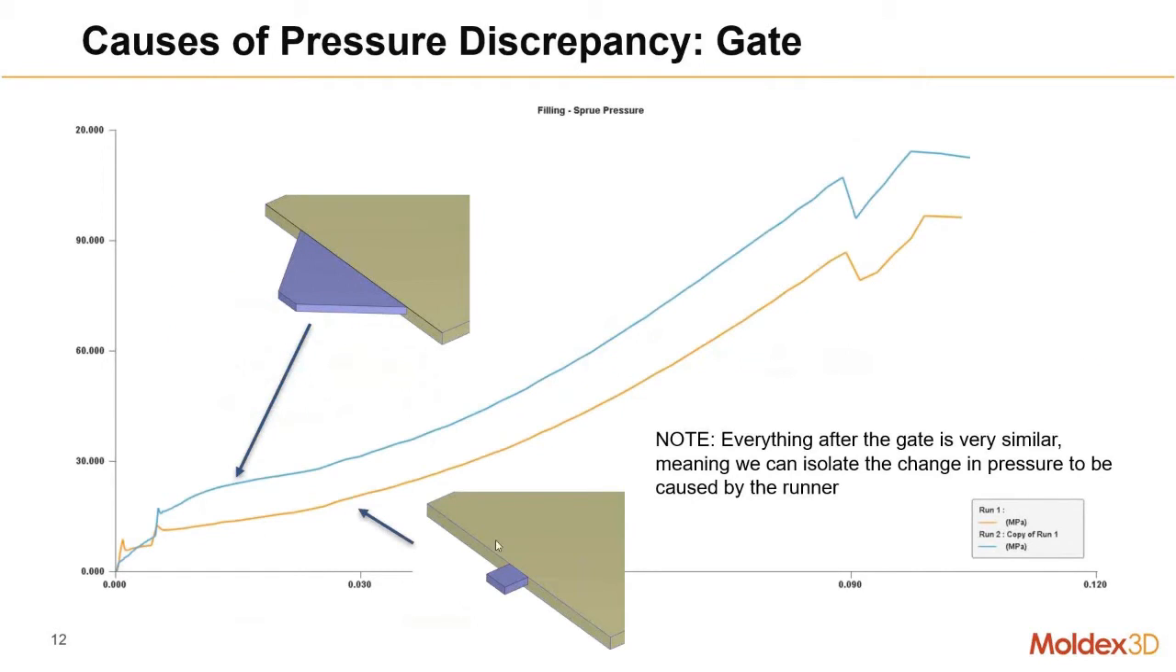So looking at two kind of extreme examples, we can see that with a simple edge gate, we have a much different curve right in the gate region here than what we would have in something like a fan gate. So the transition or the change in cross-sectional area is going to be quite impactful to the final pressure that we get out of the simulation. You can see everything past that, because the geometry is exactly the same between the two, the curve is pretty much exactly the same. These two are almost exactly parallel, with the exception of what's happening right at the beginning here.